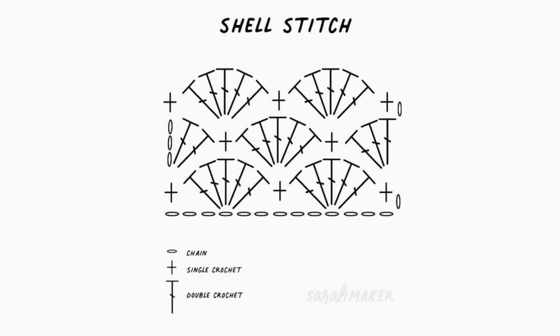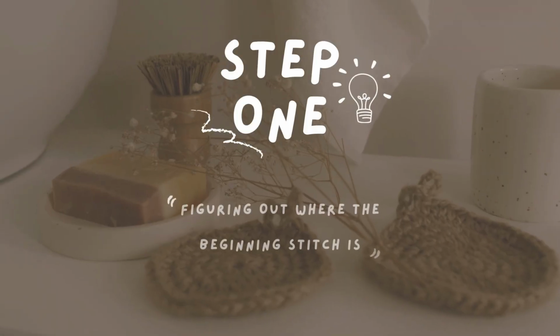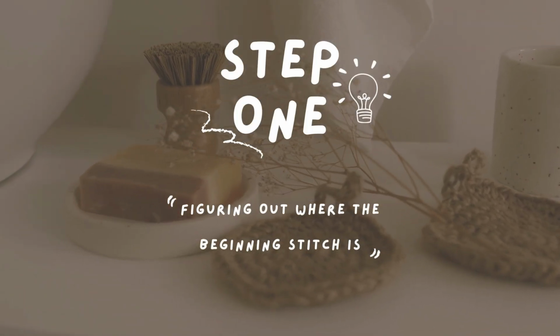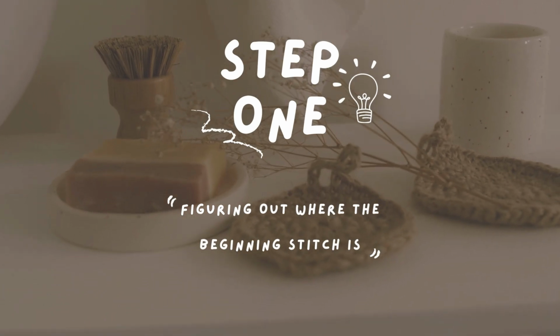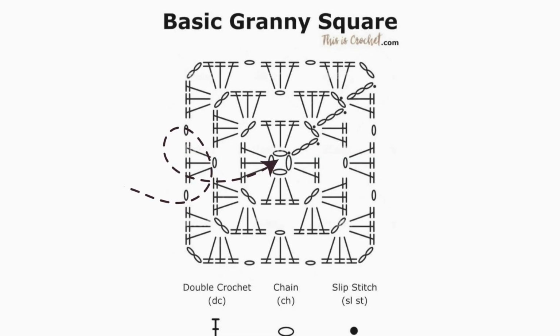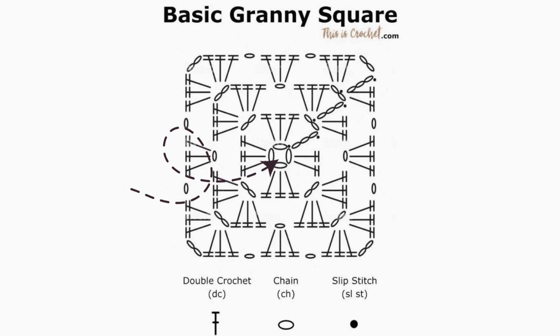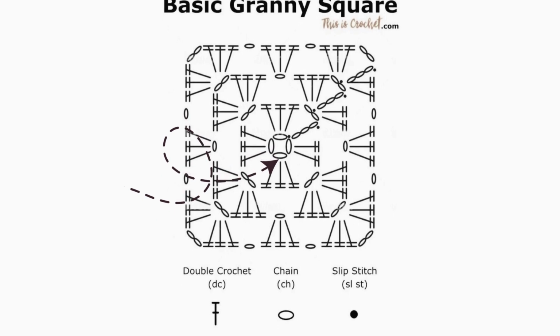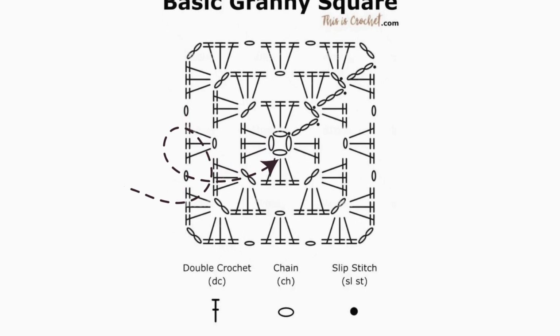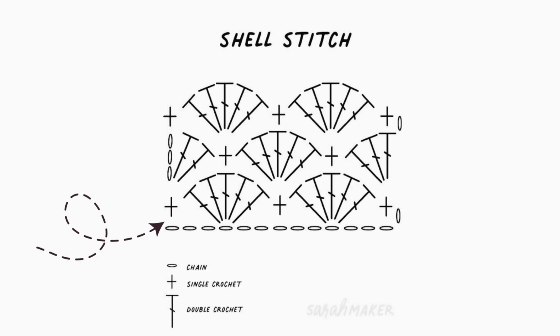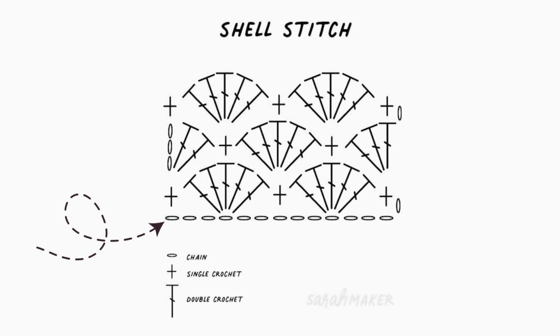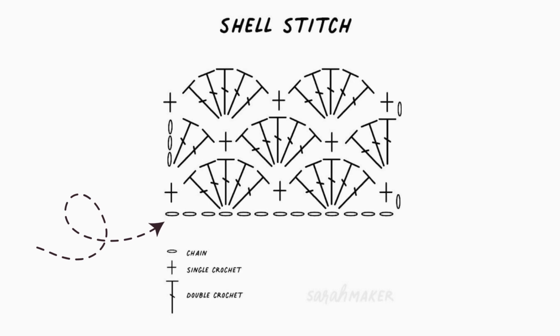So with that in mind, the very first step of reading any crochet diagram is figuring out where the beginning stitch is. Like I said, there are two types of crochet diagrams. The ones that look like this, where it's spiraling out from the center, for those types, the first stitch is the stitch in the middle. While for these other types of diagrams that are more horizontal, the beginning stitch is usually at the bottom, probably at the left.